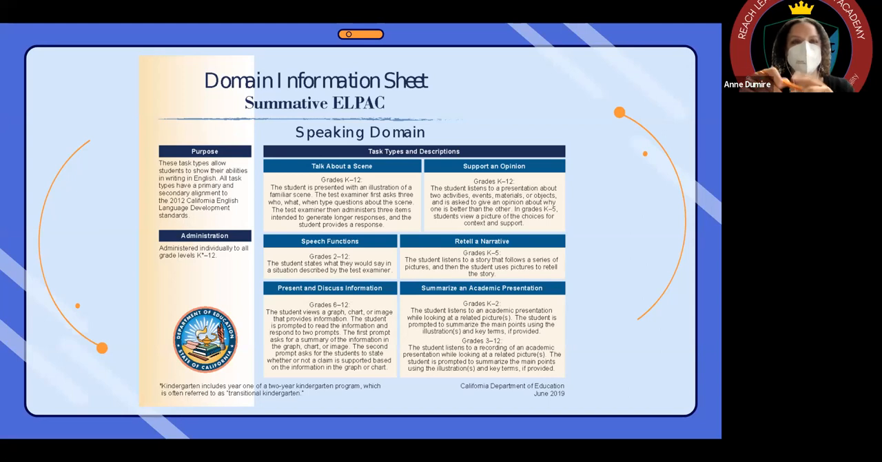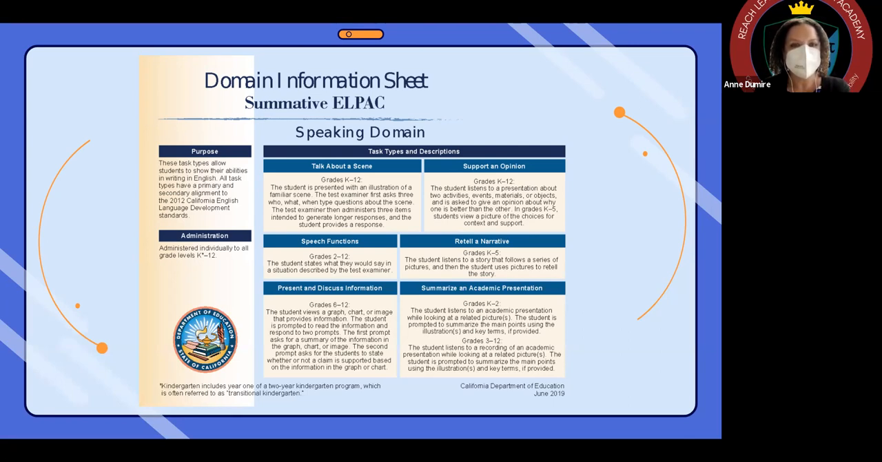So they have to be able to describe what they see. They have to support an opinion. They'll be presented with either two activities or two events or two objects and asked what's better and why. And they have to be able to explain which one they would pick and then why they would select that. The older they get, the more the choices become situationally complex. So the explanation would be a little more deep.